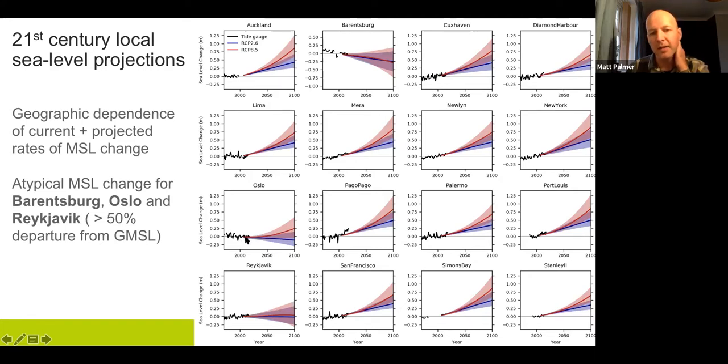Okay, so got this negative, so this is mostly to do with GIA here, but you can see that there are some large geographic dependencies. We see a particularly wide spread of projections for New York, which is related to the uncertainty in the ocean circulation response over the 21st century, for example. And I guess in all cases, you can start to get a sense of over the 21st century how the projected changes compare to the local annual variability. And that as well varies somewhat by geographic location.